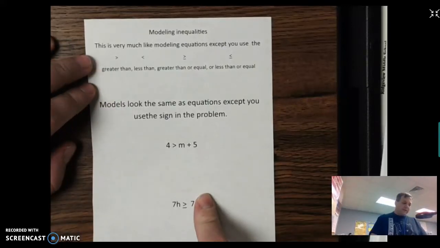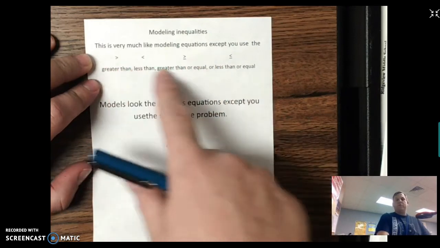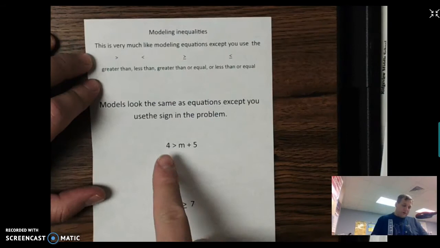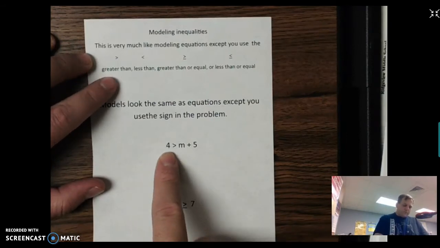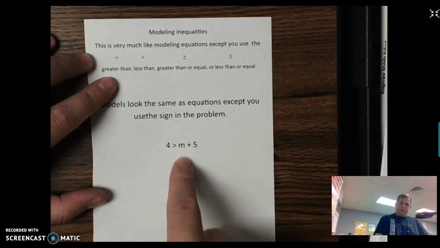Next is modeling inequalities, which is very much like modeling equations, except you use these symbols. Okay, so we're going to jump right into it because we all know how to model equations. So we have 4 is greater than m plus x.